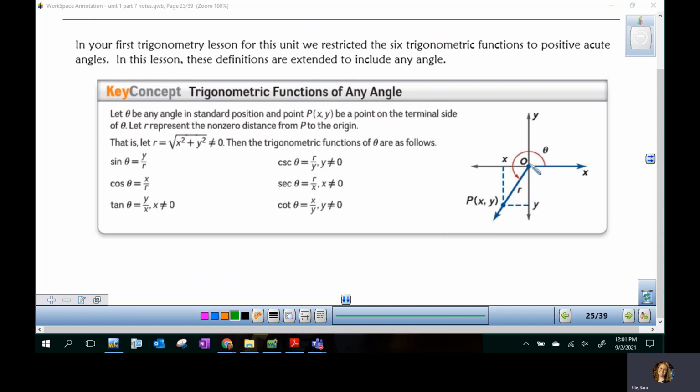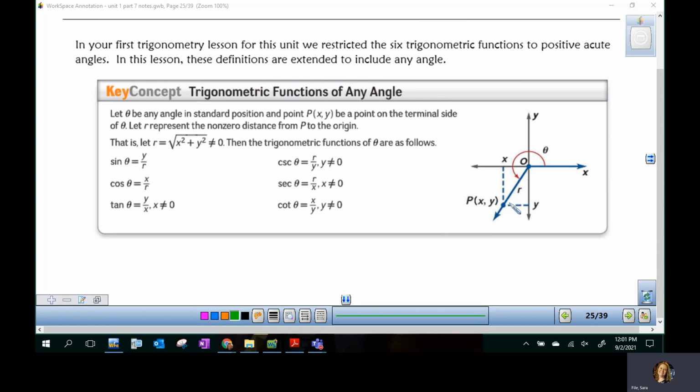So what we can do is, if we know a point, in this case point P, on that terminal side, we can use that x and y value. You can see they've depicted it here with these dashed lines. Okay, so x is how far over on the x-axis you've gone, and the y is how far down on the y-axis you've gone to get to your point. So the x, y coordinates.